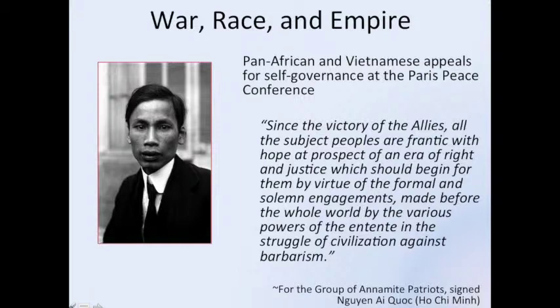And Ho Chi Minh went on the next year in 1920 in helping found the French Communist Party in Paris, later traveled to China, and eventually returned home and helped form the Vietnamese Communist Party, for all the consequences that followed for the remainder of the 20th century.